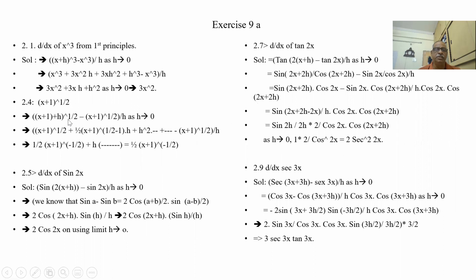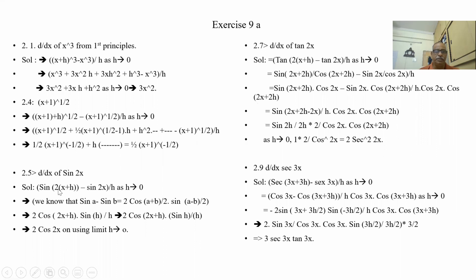So root of x plus 1 from fundamentals. X plus 1 plus h whole to the power 1 by 2 minus x plus 1 whole to the power 1 by 2, by h. This we have binomial expansion. And these two are getting cancelled. So when I take out h, what is left out? 1 by 2 root x plus 1. This is with the fundamental principle.